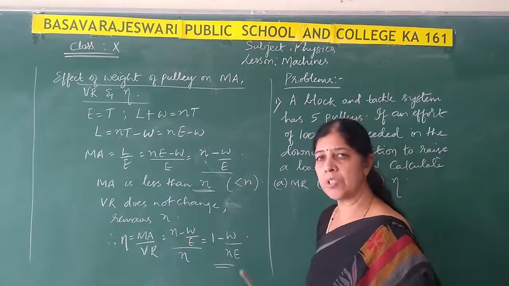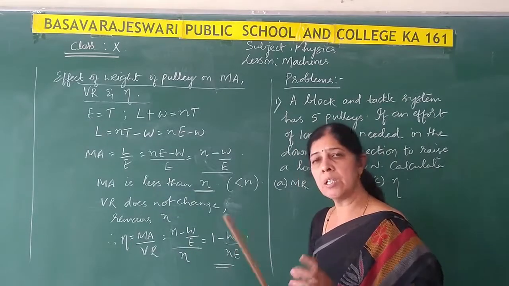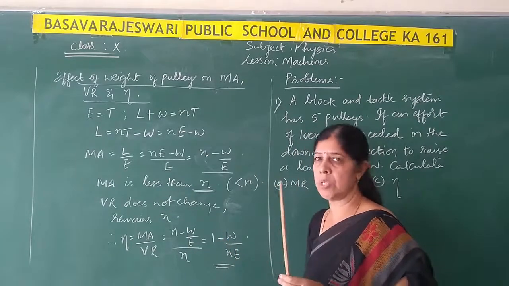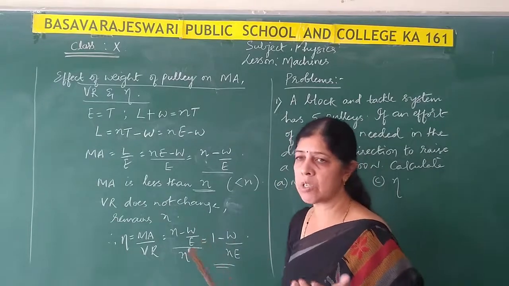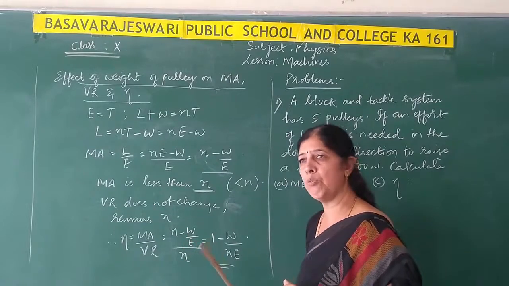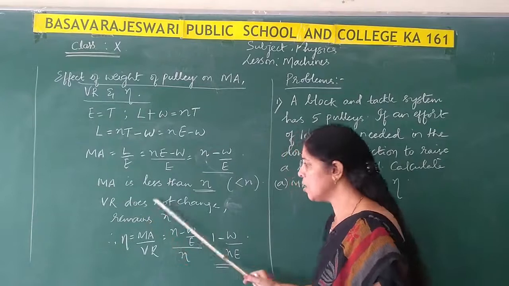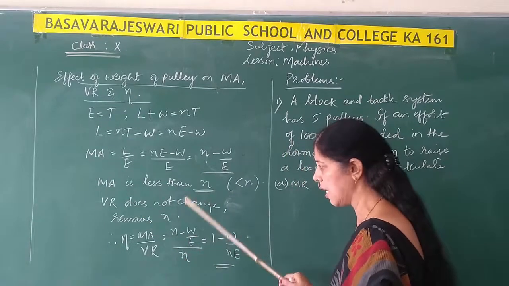However, you should remember that the velocity ratio does not change, and it depends on the number of pulleys we are using. If you are using 5 pulleys, velocity ratio will be equal to 5. If you are using 4 pulleys, velocity ratio will be equal to 4. So in general, velocity ratio will be equal to N. So velocity ratio does not change and remains N only.